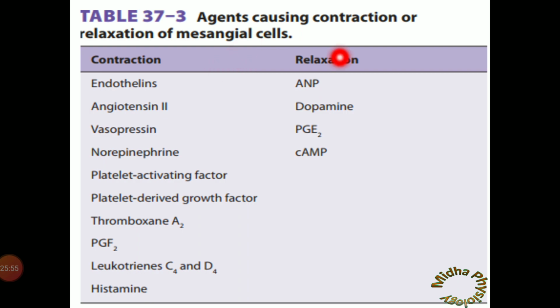Whereas atrial natriuretic peptide, dopamine, cyclic AMP are going to relax the mesangial cell in such a way that the filtration rate may be increased. Okay.